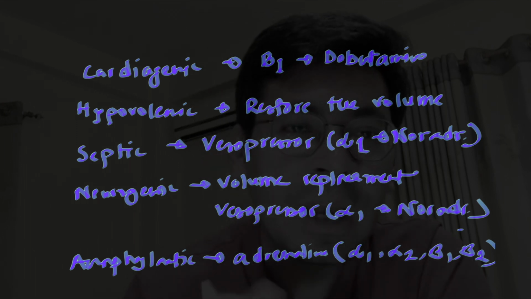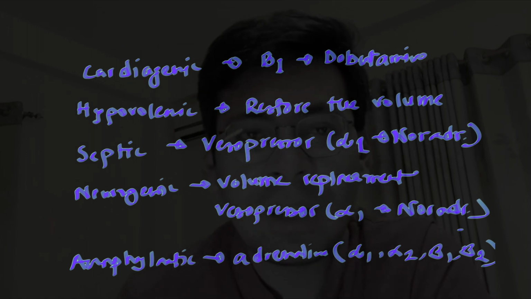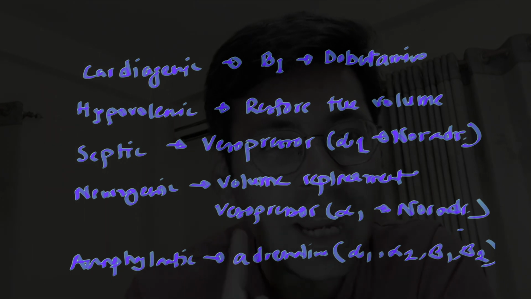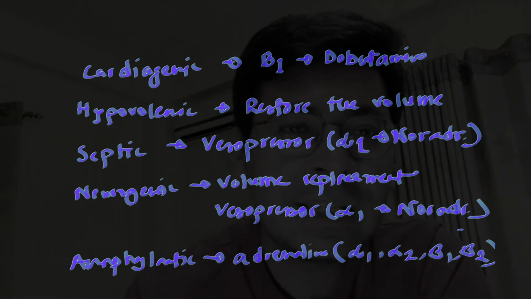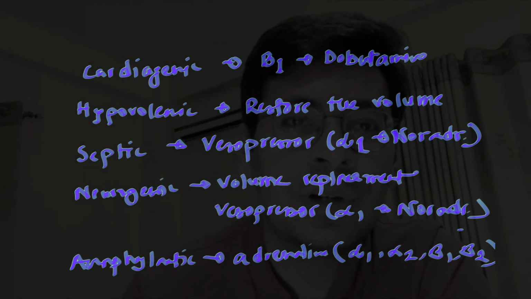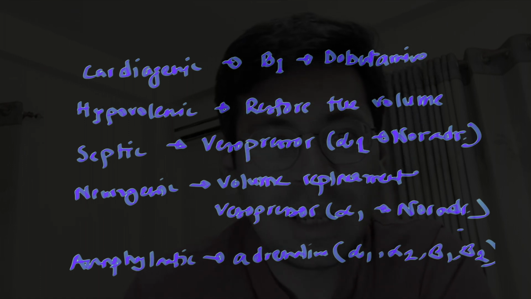So if we use noradrenaline here in case of anaphylactic shock, then it will only act on the blood vessel, but it will not act on the lung. So we have to use an agent that has simultaneous effect on blood vessel and also on lung. That is why we have to use adrenaline.